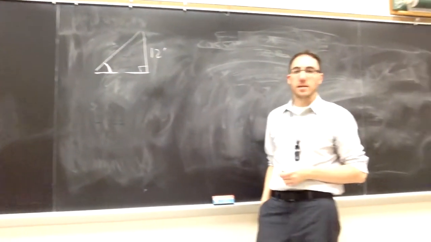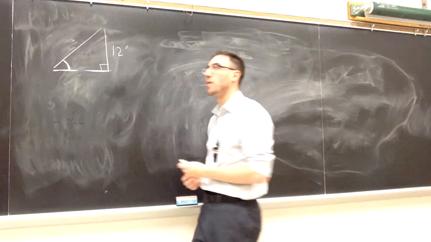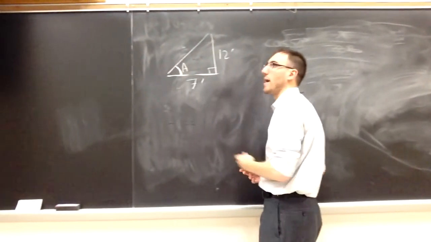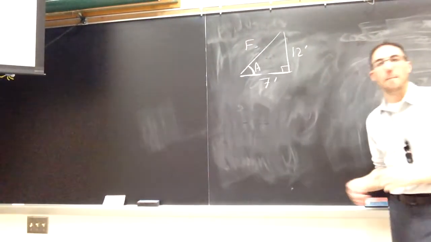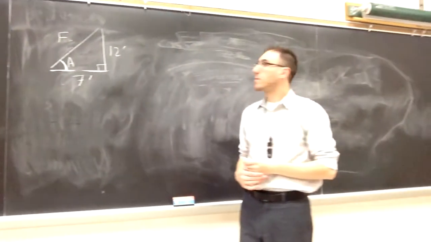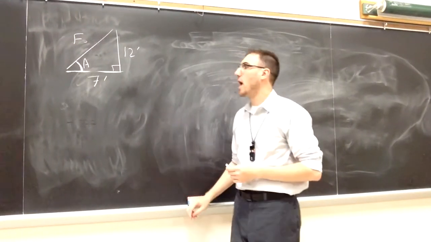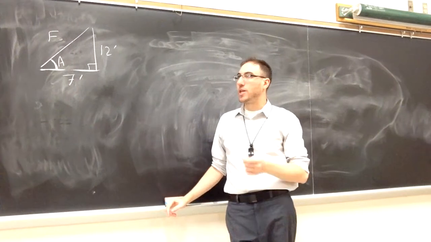So we know the opposite, or we know this vertical leg is 12 feet. We know this is 7 feet. We want to know angle A, and we want to know that hypotenuse F. All right, let's start with the easier one here. How can we find the value of the hypotenuse with the given information?